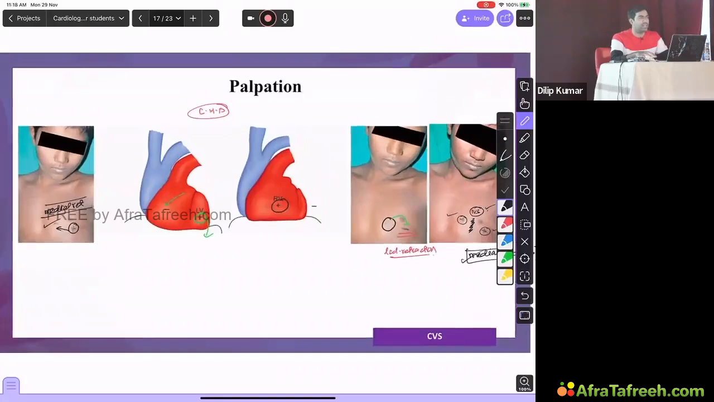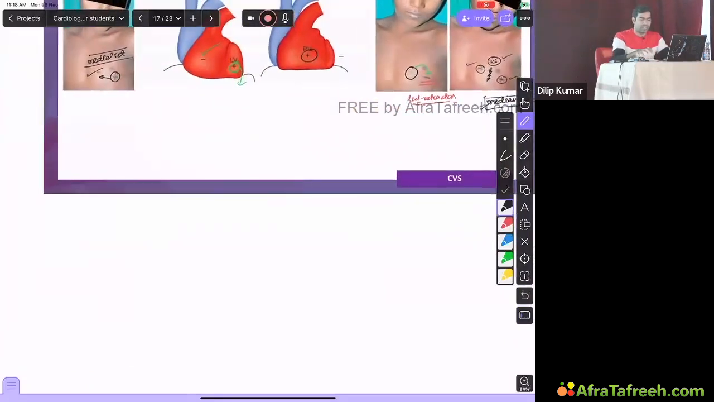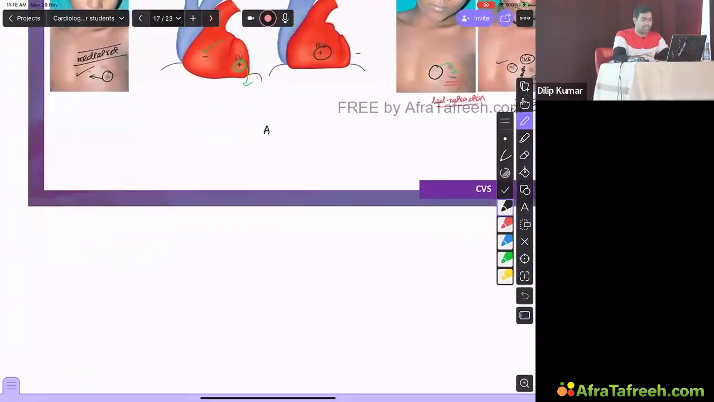So medial retraction, left ventricular apex. Lateral retraction, RV apex. Median retraction, suggestive of biventricular hypertrophy. Okay. So these are very important concepts, how to find out what the apex is. And next is going to be the arterial pulsation.